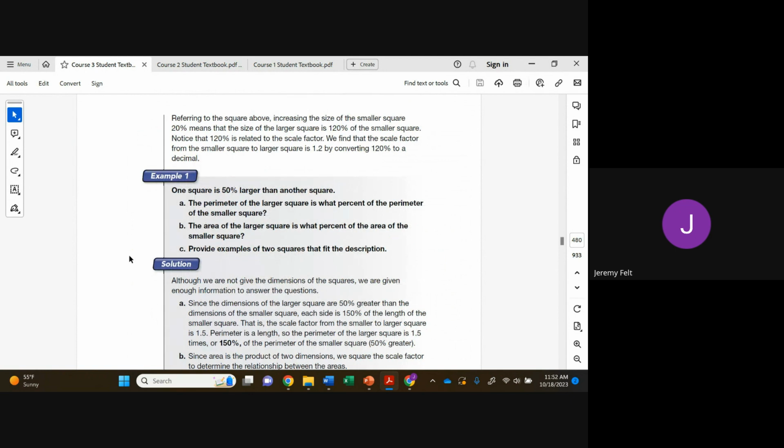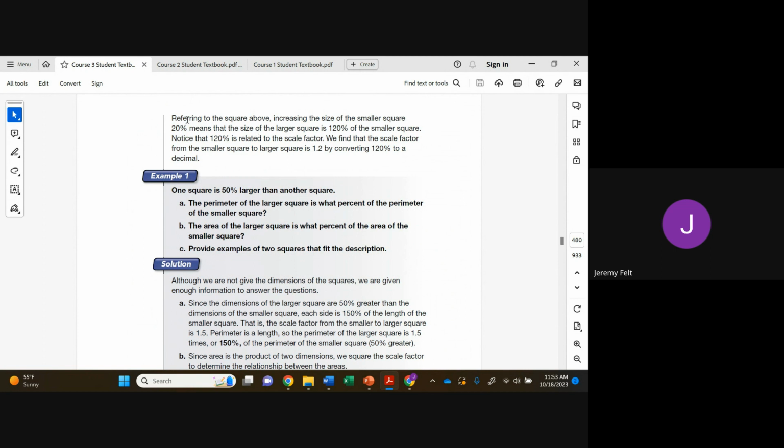If we were looking at the squares above, increasing the size of the smaller square by 20% means that the size of the larger square is 120%. So it's 20% up, and we'd say it's 120% of the smaller, original square. We're multiplying that original one by 120%, or 1.2, or 1 1/5 as a fraction. So we're not multiplying by 20%, and we're not multiplying by 120; we're multiplying by 1.2 because we need to convert it.